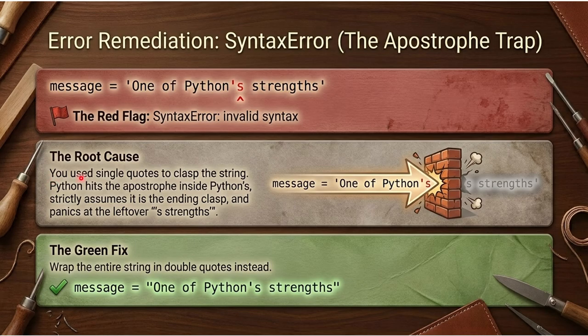So what is the root cause? You use single quotes to enclose the string: message is equal to one of Python's. Python hits the apostrophe inside Python's, strictly assuming it is the closing quote where your string ends, and panics at the leftover strings. So it didn't know what this part was. So how can you fix it?